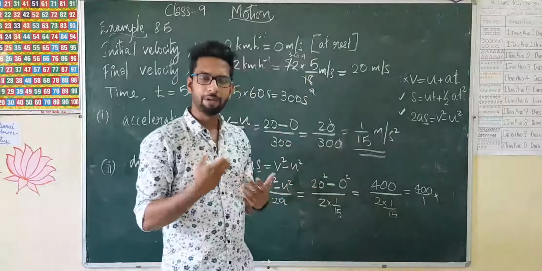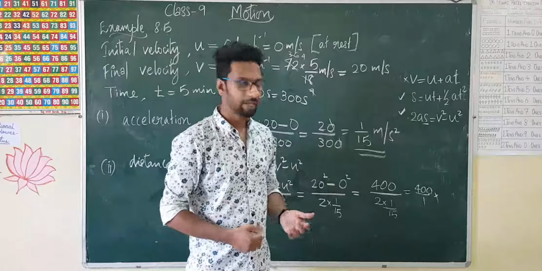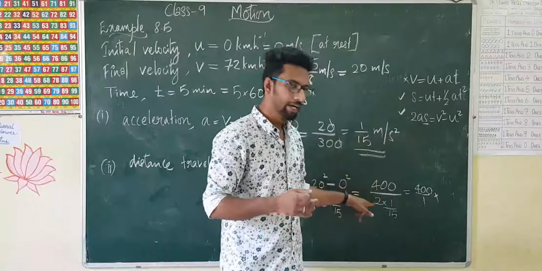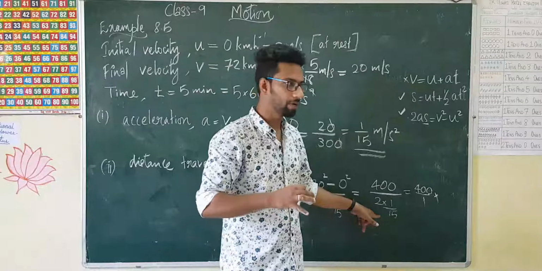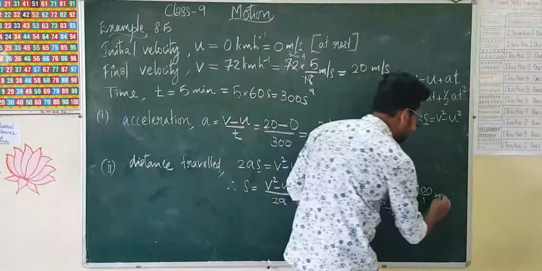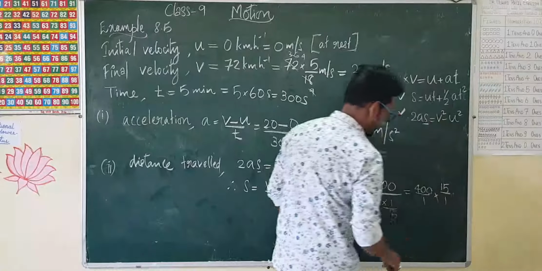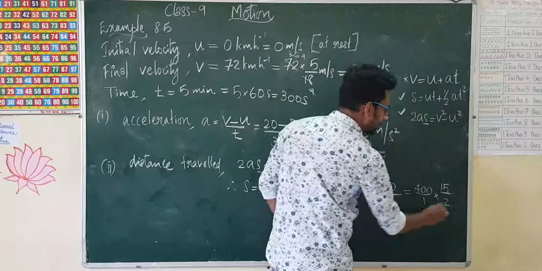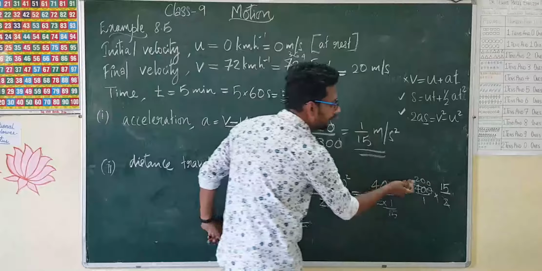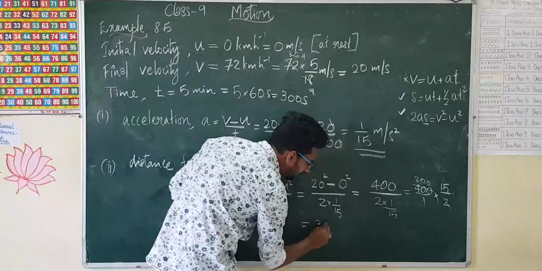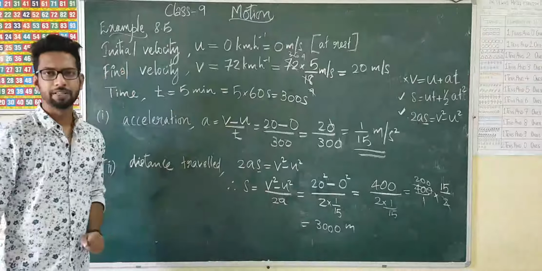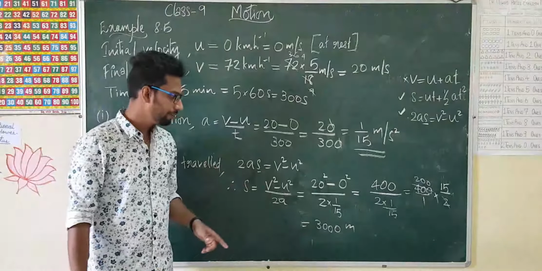Then how to calculate a by b divided by c by d? a by b into d by c. 400 by 1 divided by 2 by 50. So how to convert? Take the reciprocal of this one, 50 by 2. Now we can cut down. Then what will be the answer? 200 times 15 gives 3000 meter. Since all the quantities are given in SI units, our unit will be meter.